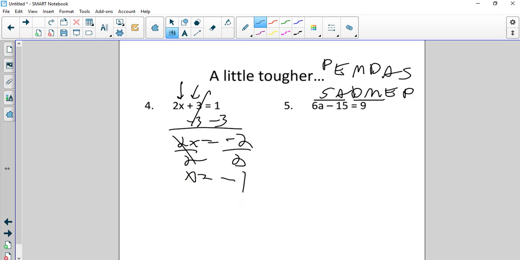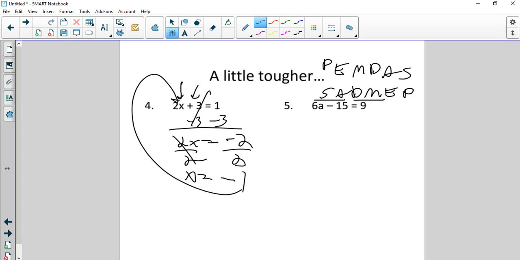X equals negative 1. But again, I can check my work real quickly, even in my head. 2 times negative 1 is negative 2. Negative 2 plus 3 is 1. Check. Good to go.